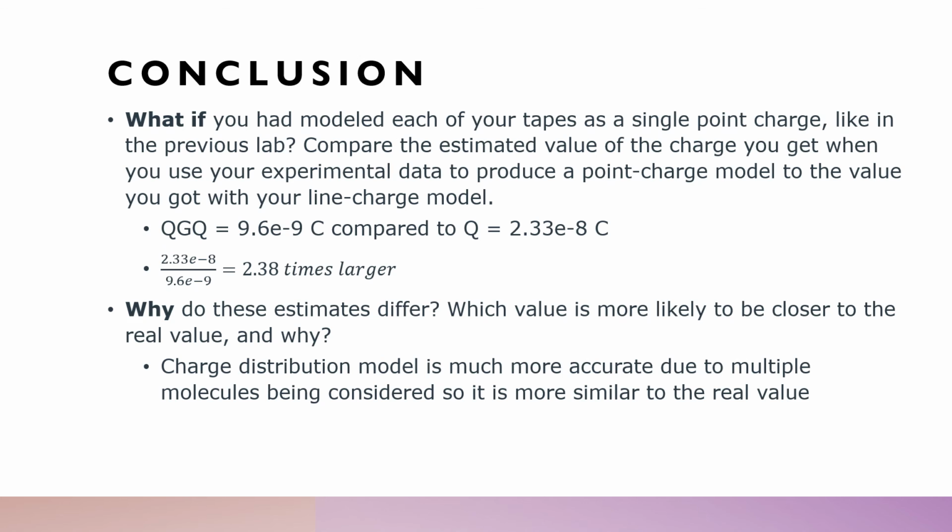Now, the reason we know the new Q value is more accurate is because in any piece of tape there are going to be multiple points within it. And so having multiple points in our model and knowing that's more similar to our tape means that we are getting a more accurate model of what the tape is actually doing in real life. That means that our Q of 2.33 e to the negative 8 is more accurate and is what should be used in the future.